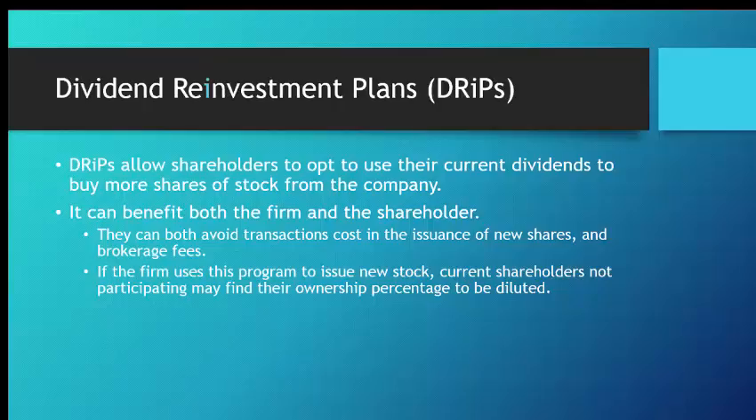If the firm uses this program to issue new stock, then the current shareholders not participating may find their ownership percentage to be diluted, meaning all of a sudden I used to own X percent, now I'm owning less than X percent of the company, and I didn't do anything. It's just that there are more and more shares coming out. Unless the company is buying back some shares into the treasury, this can be a not so great idea. For those who are using a more passive investment strategy where they buy and hold and don't adjust very much, this can be a not so great idea for them.